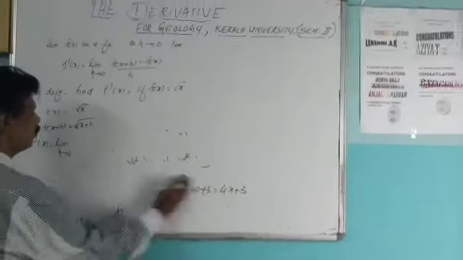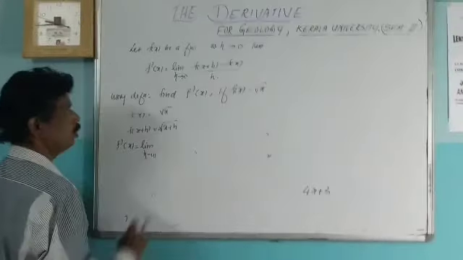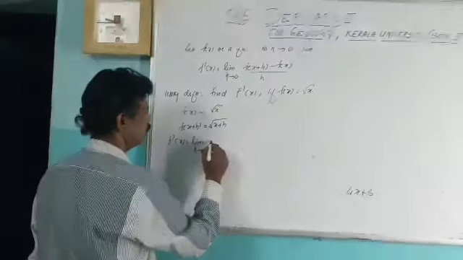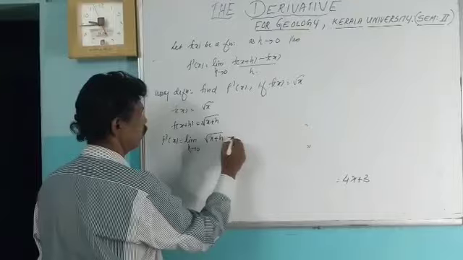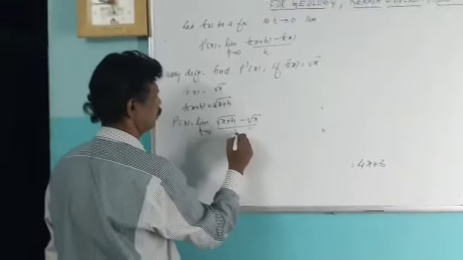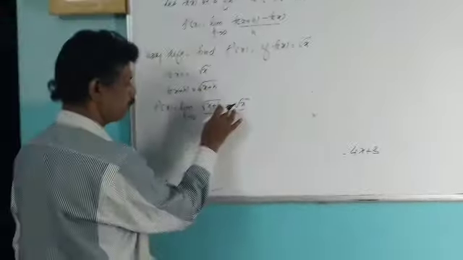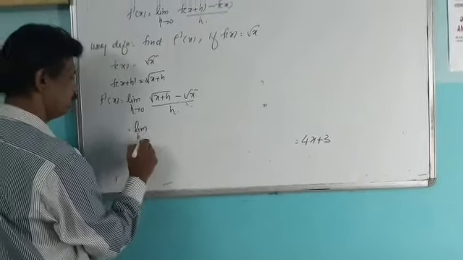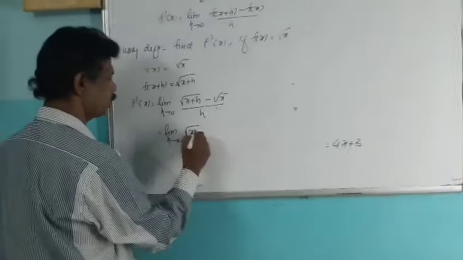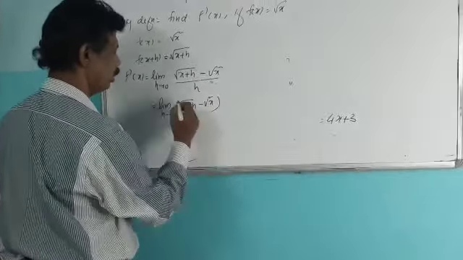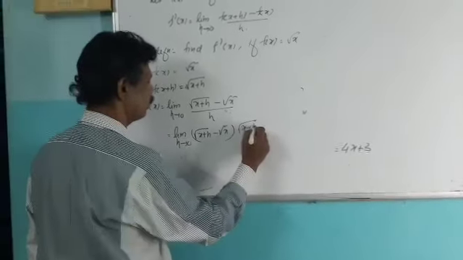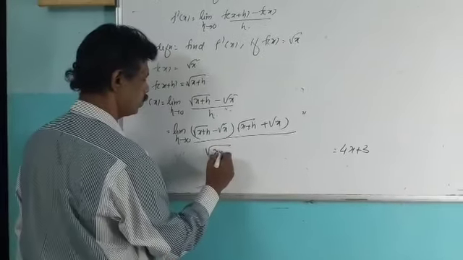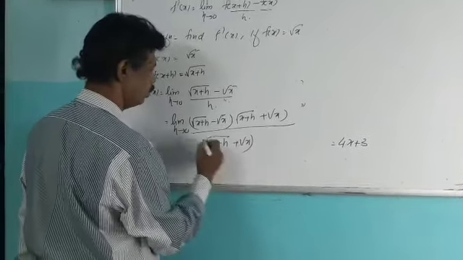By the definition, f dash x equals the limit as h tends to 0 of f of x plus h minus f of x by h. That is root of x plus h minus root x divided by h. Take the conjugate of the numerator and multiply in numerator and denominator. That is root of x plus h minus root x into root of x plus h plus root x, whole divided by root of x plus h plus root x into h.